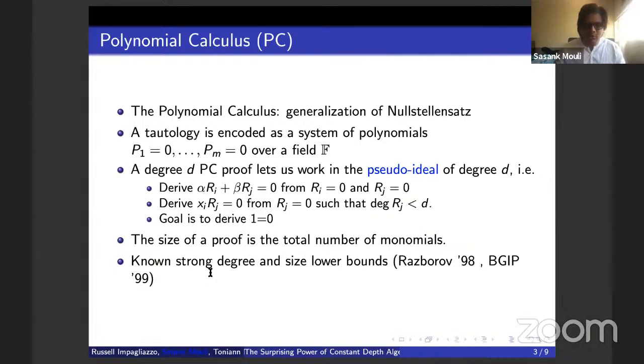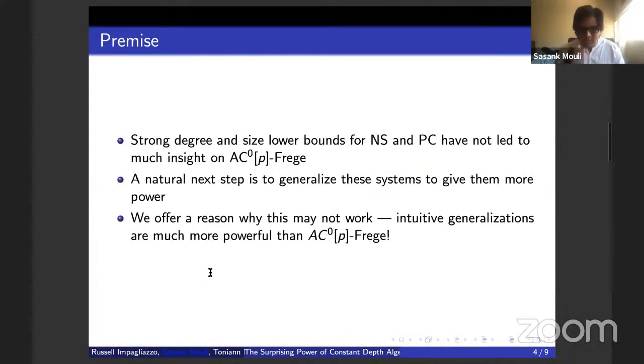Now here is the premise of our work. We now have strong bounds for these algebraic systems, but they have led to very little progress for AC0[p] Frege. So maybe the natural next step is to define stronger systems and try to prove lower bounds for them, and maybe we get more insights that way. Here we offer a reason why not.